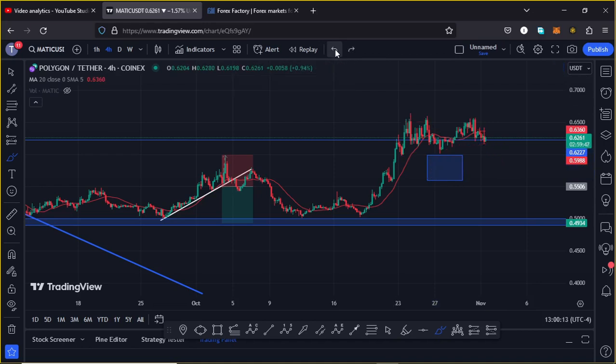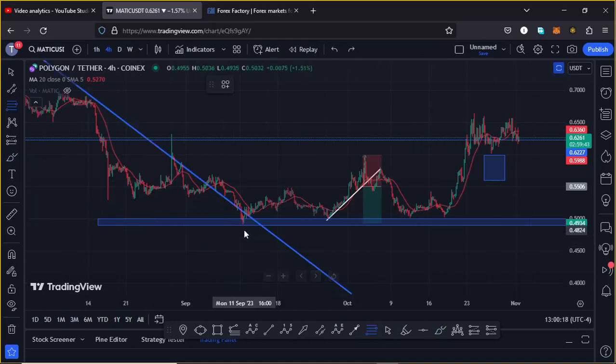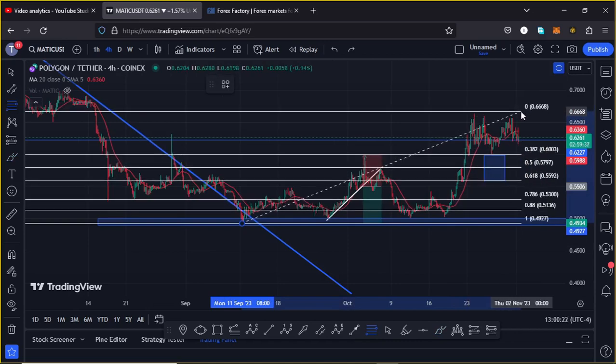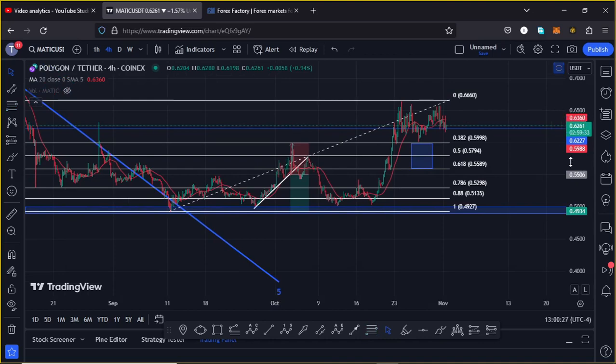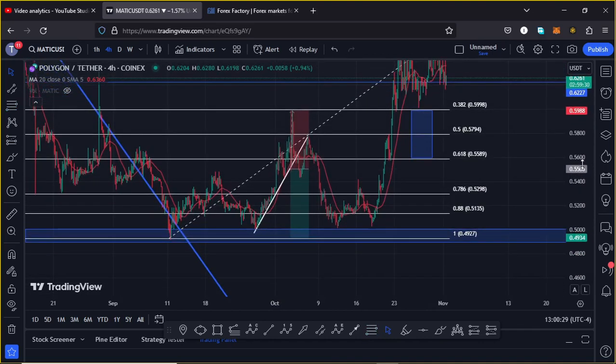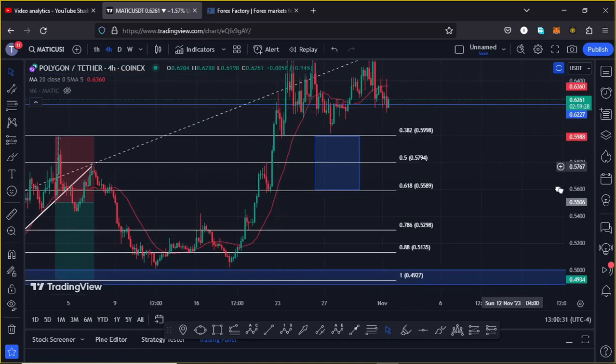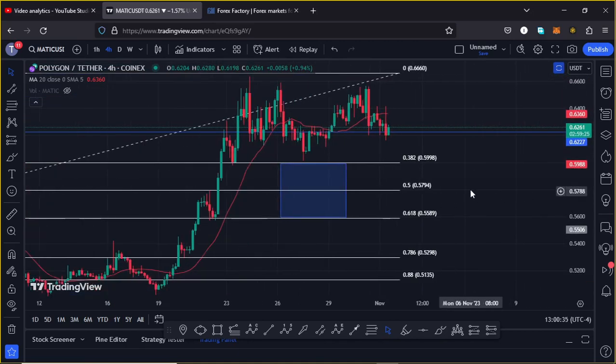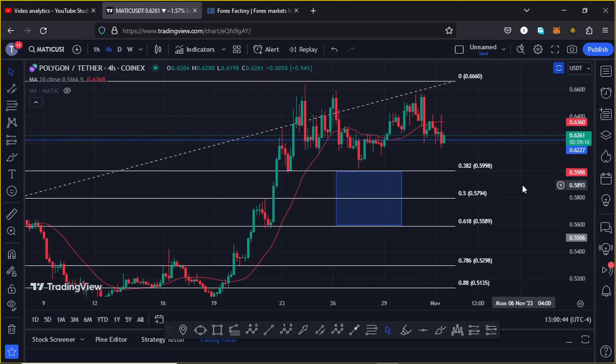And this is an area that I came up with using the Fibonacci's, connecting the fibs from this low that we made at around the $0.493 mark to that high at around the $0.667 mark, giving me a minimum target area between the fib level 0.382 and the fib level 0.618, and that is between the $0.5998 mark and the $0.5589 mark, which is an area that we can expect Matic to get into in case we continue heading further down.